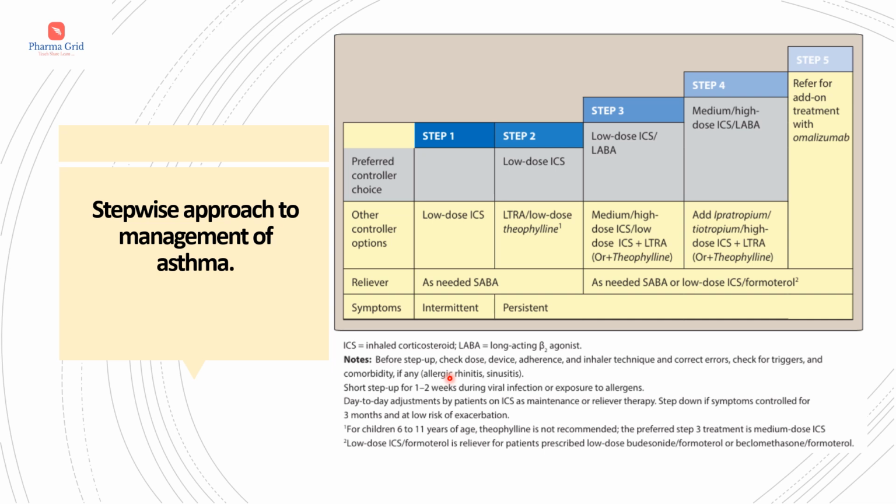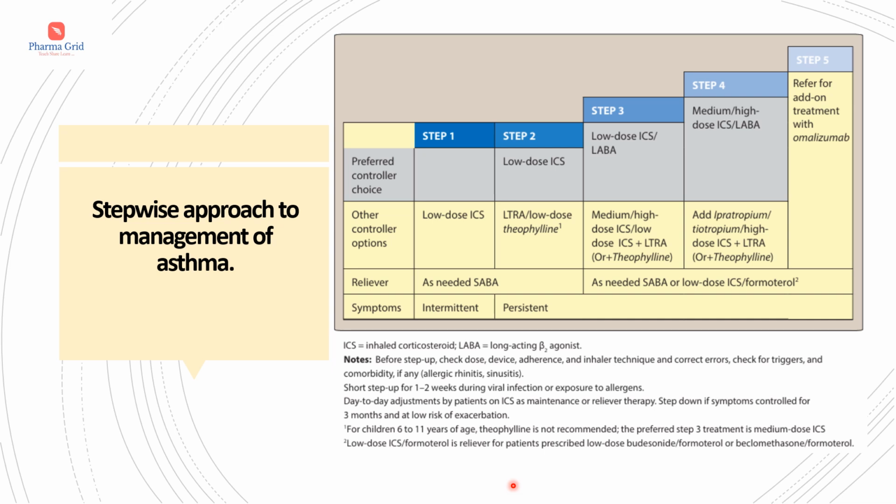So before step up, we need to check the dose, device, then adherence and inhaler technique and correct errors. Check for triggers and comorbidity if any. If any means any kind of allergic rhinitis or sinusitis, etc. Then short step up for 1 to 2 weeks during viral infection or exposure to allergens. Day-to-day adjustments by patients on inhaled corticosteroids as maintenance or reliever therapy. Step down if symptoms controlled for 3 months and at low risk of exacerbation.